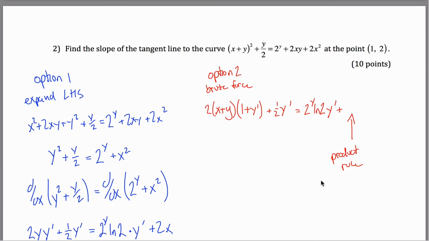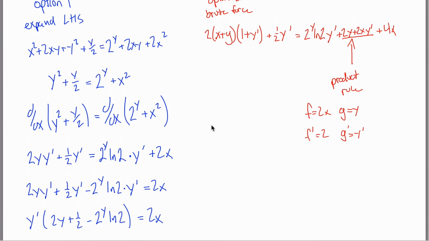Playing the role of f is 2x maybe, and g is y, I guess. And so f prime would be 2, and g prime would be y prime. And if you mash all that together, f prime times g plus g prime times f gets me that stuff. And then the derivative of 2x squared is 4x. So I get this mess, and then I want to solve that algebraically, which I don't really know where I'm going to do that. I'd have to expand this.